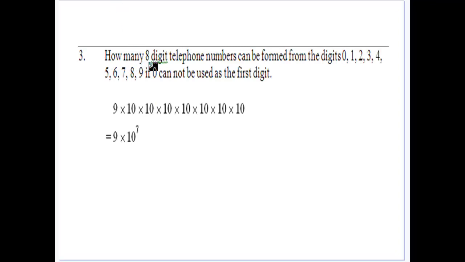Now we're looking at 8-digit telephone numbers being formed from the digits 0 to 9. If 0 can't be used as the first digit, we've only got 9 to choose from for the first, but then any digit can be used and repeated as you go through. So a simple way to write that would be 9 times 10 to the power of 7.